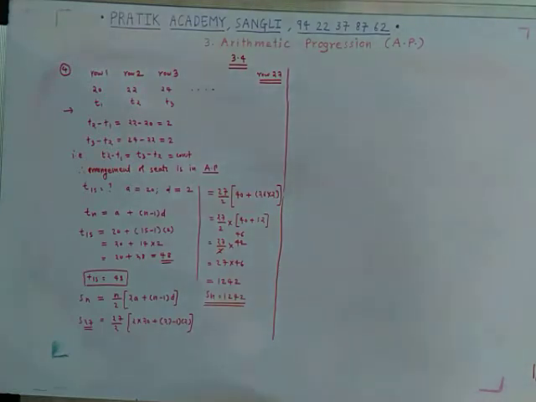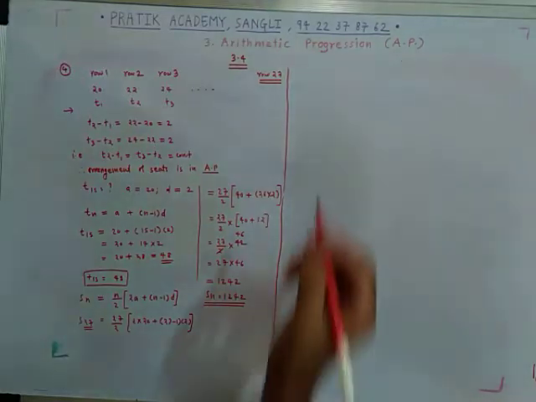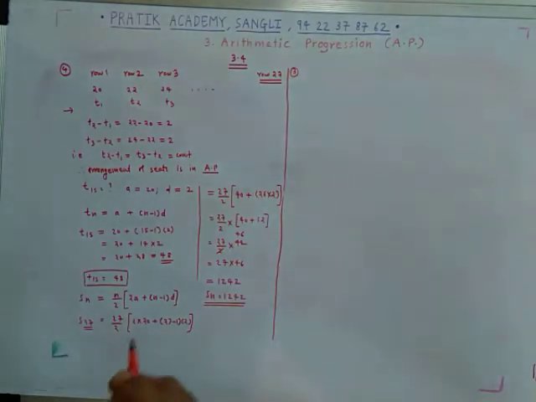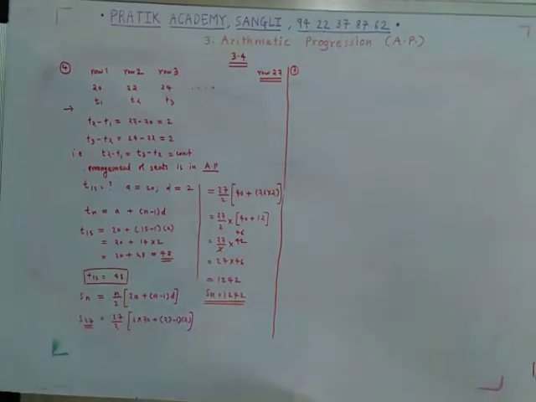Now next we will solve question number 3. So what is the question? Sachin invested in a national savings certificate scheme. In the first year he invested 5,000 rupees, in the second year 7,000 rupees, in the third year 9,000 rupees, and so on. Find the total amount he invested in 12 years.